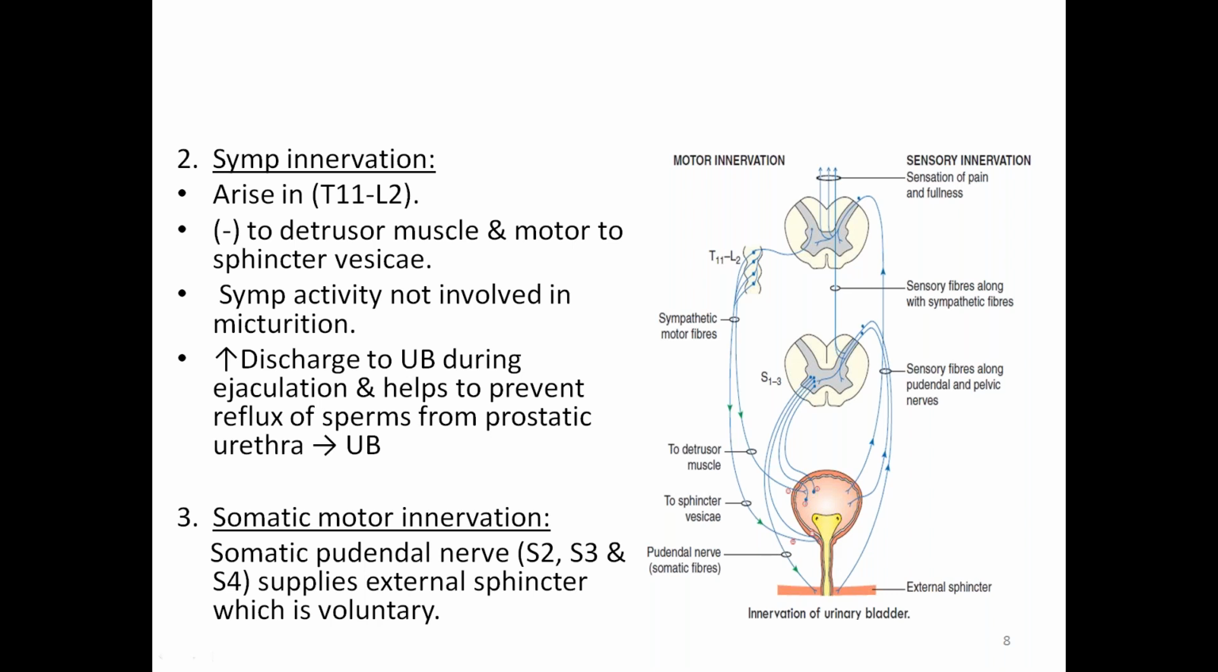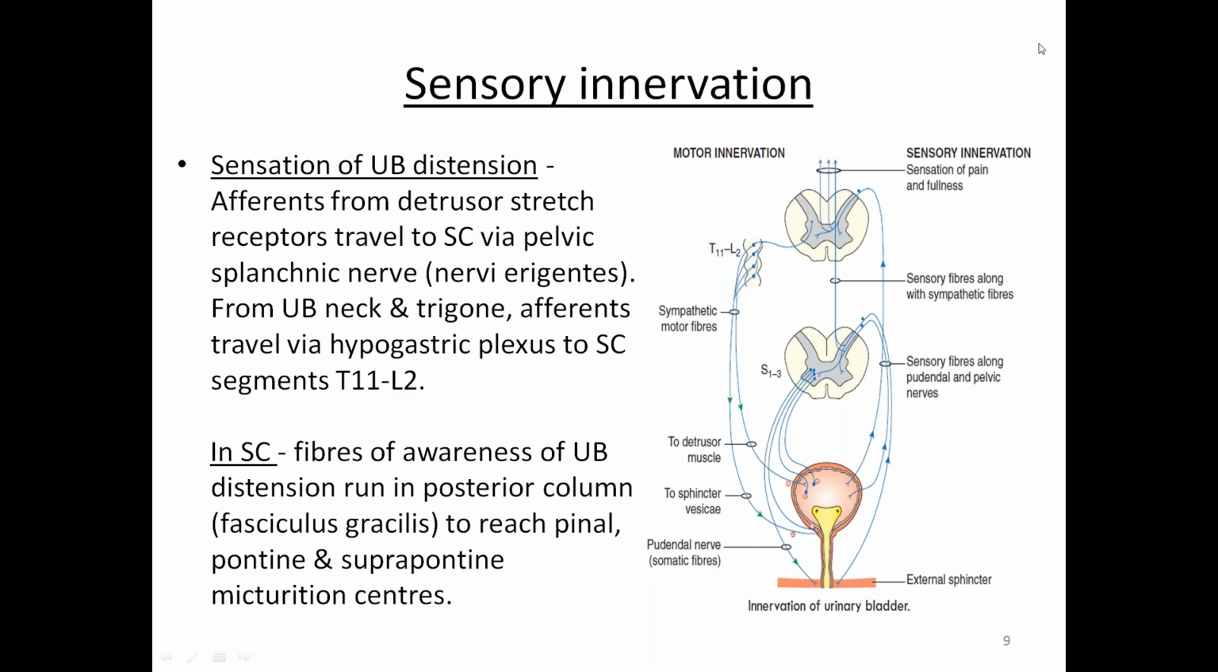The third motor innervation is the somatic motor innervation. So your somatic pudendal nerve, which in this case arises from S2, S3, S4, supplies the external sphincter here. And we know that the external sphincter is voluntary. All right, I hope the motor innervation is clear. Now let's go on to the sensory innervation.